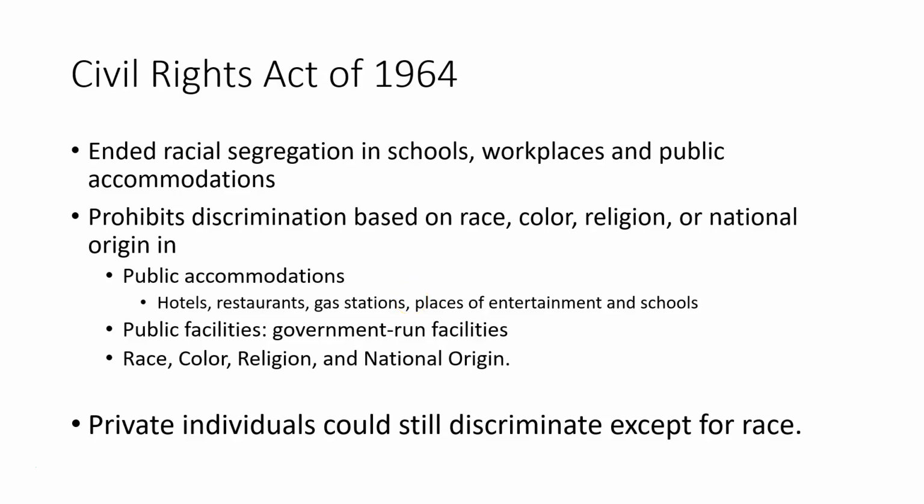In 64, the Civil Rights Act was brought out and amended to end racial segregation in schools, workplaces, and public accommodations. It also prohibits discrimination based on race, colour, religion, or national origin in public accommodations, such as hotels, restaurants, gas stations, places of entertainment, and schools, and in public facilities and government-run facilities. And the four categories were race, colour, religion, and national origin. But private individuals in housing could still discriminate except for race.